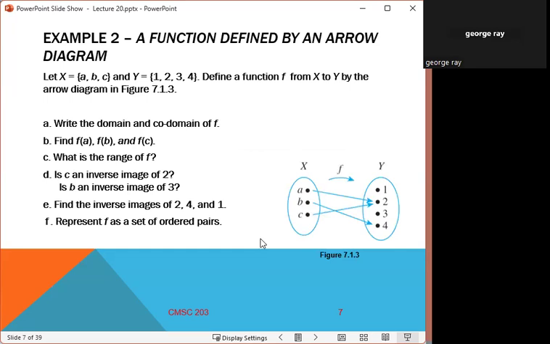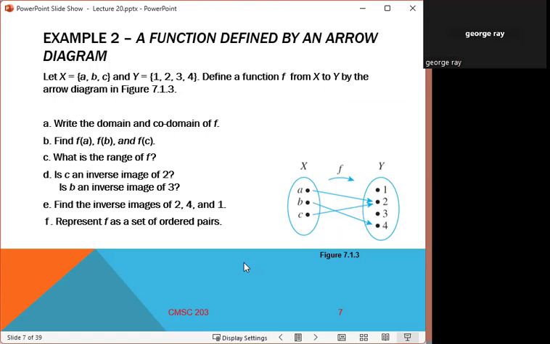So let's consider this function where x is a set with the elements a, b, c, and y is the set with the values 1, 2, 3, 4. And we have the function defined by this arrow diagram. Again, note that every element in x is mapped to a value in y, and every element in x is mapped to only one value in y. So that does make it a function.